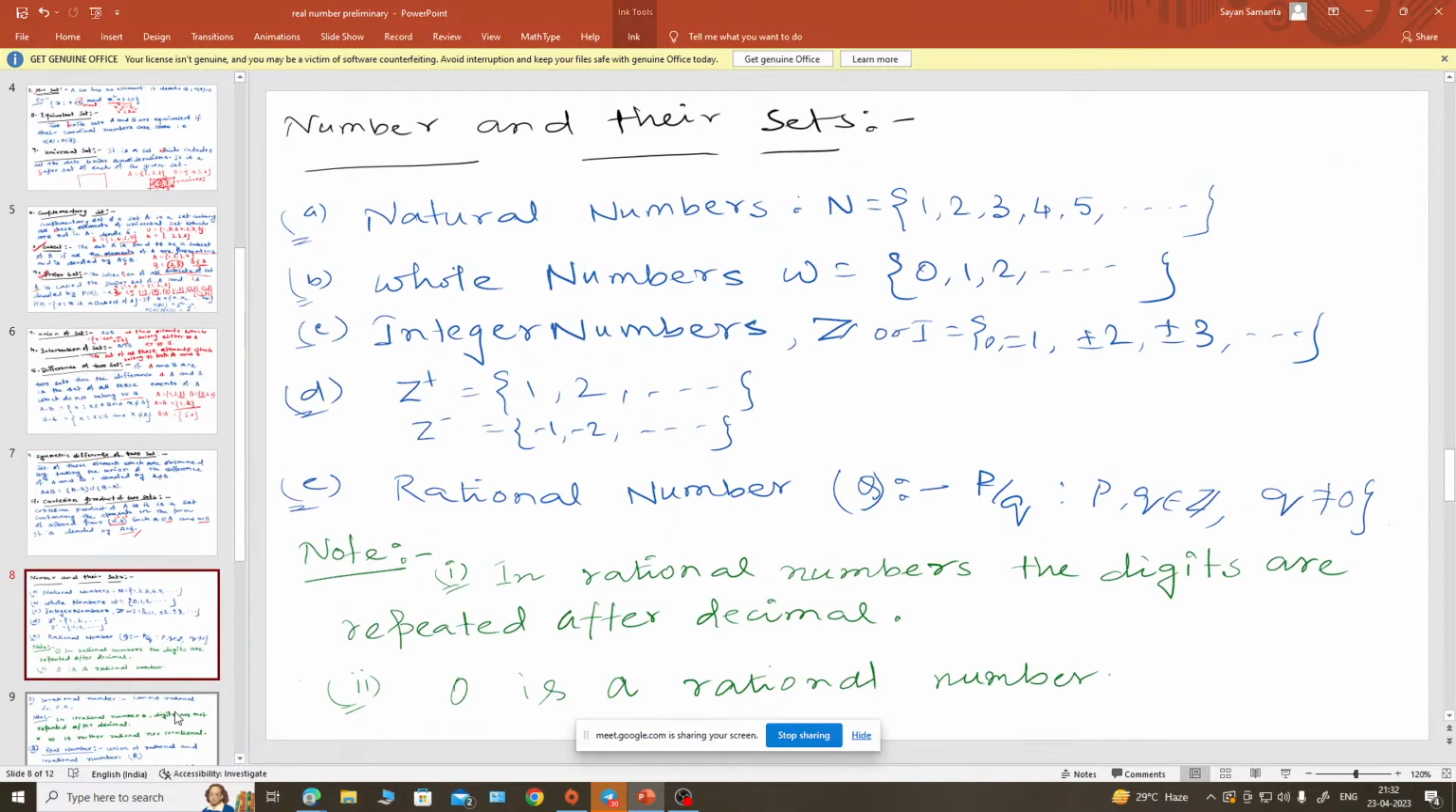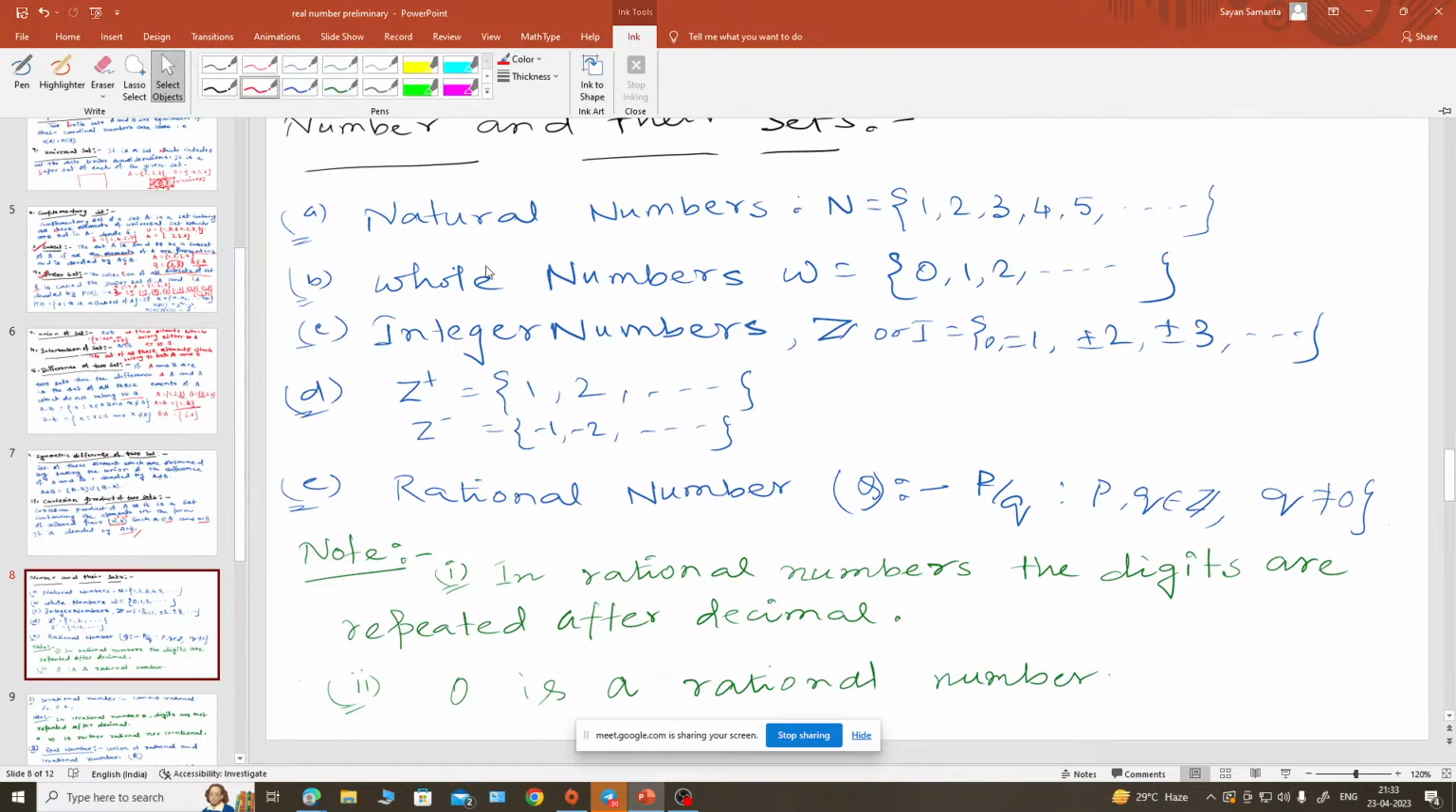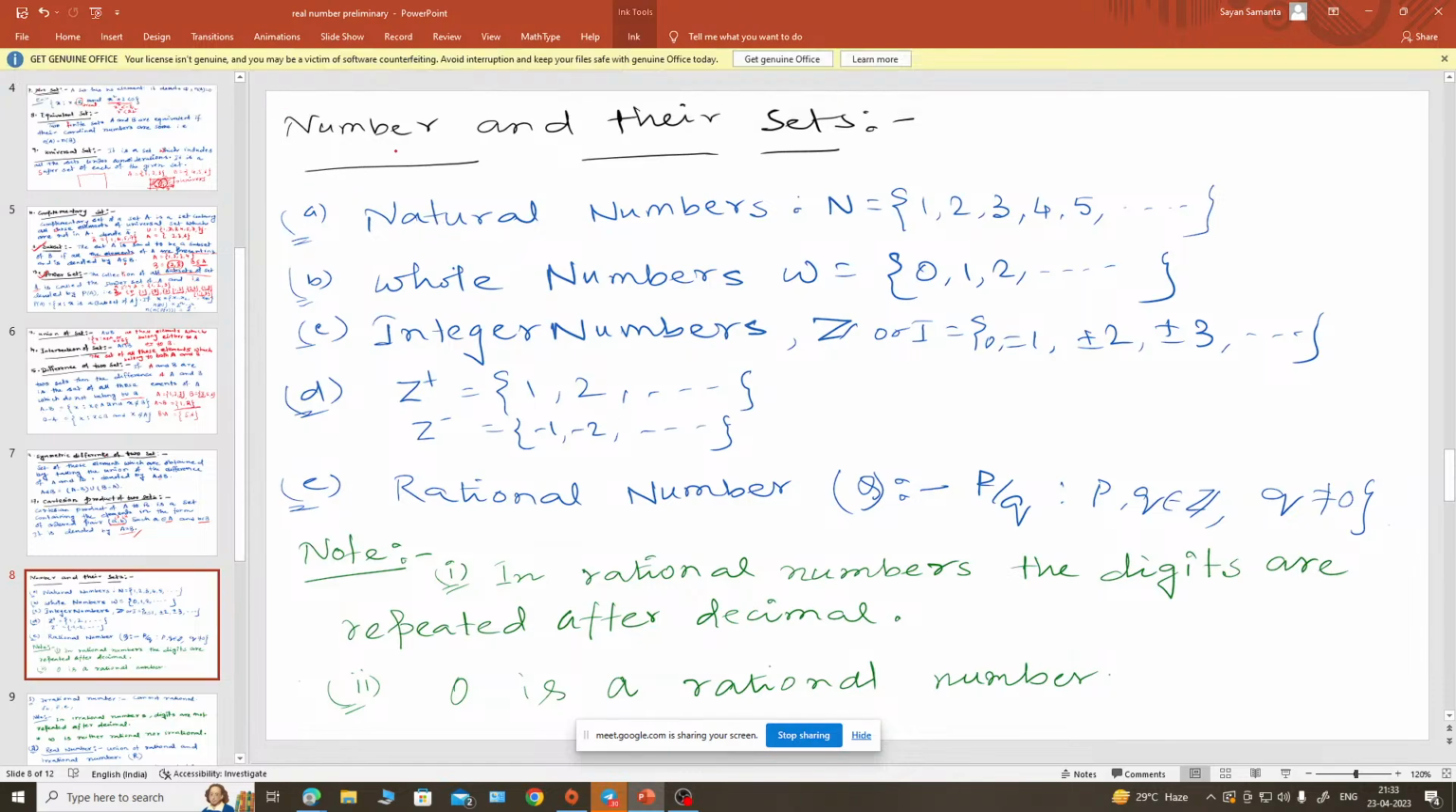Now, numbers and their sets. So, natural number, some introduction of numbers. First we introduce symmetric difference: A union B minus A intersection B. We can also write this type of equation, and this is also called symmetric difference. They are the same.